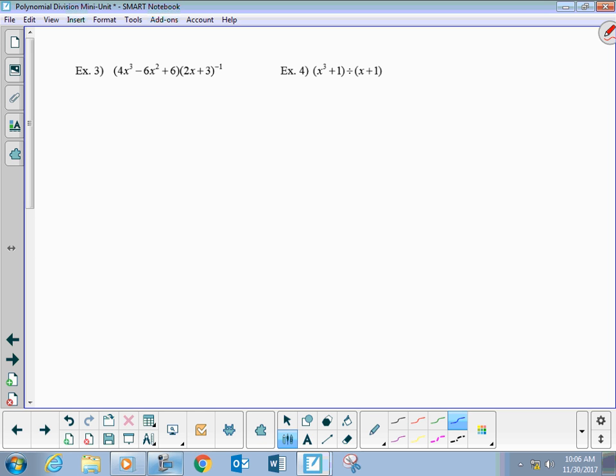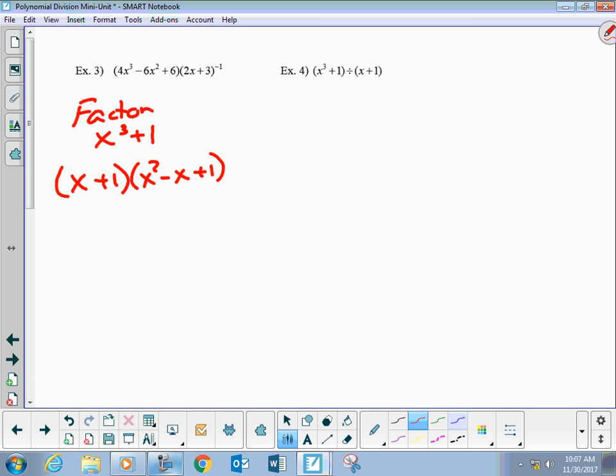Now, I'm going to take a side step here. If I asked you to factor x cubed plus 1, that's something we should all know how to do, right? We taught you that pattern. That pattern should be x plus 1, x squared minus x plus 1, right? So, let's keep that in mind. I'm going to leave that on the board. Let's leave that aside. I asked you to factor that.